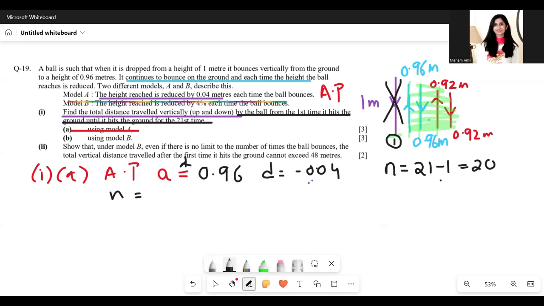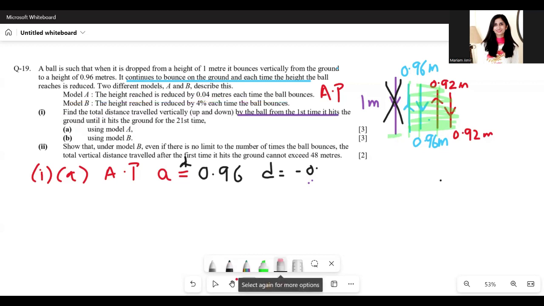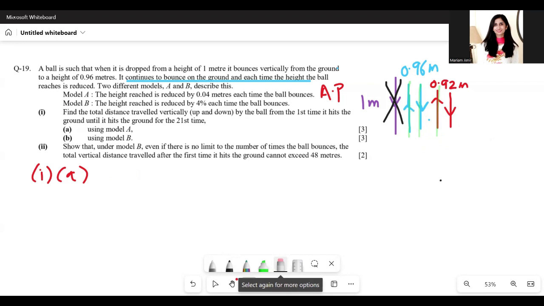Okay, so model B says, let's read the details. It says that the height is reduced by 4% each time. Let me clear this slightly. Okay, so now the height is reduced by 4% each time it hits the ground. That means it's a GP. We've discussed before in class that if it's 4% or any percentage mentioned, that means it's GP.